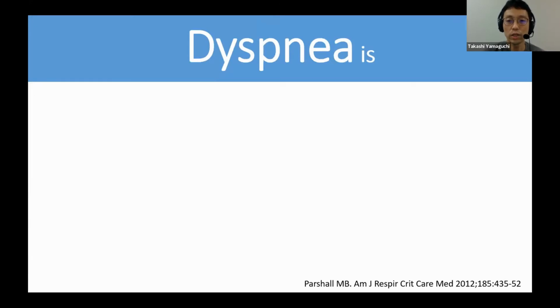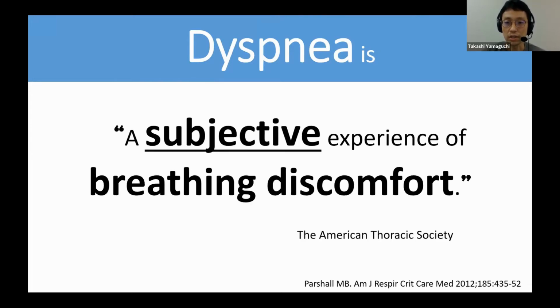So, what is dyspnea? The American Thoracic Society defined dyspnea as a subjective experience of breathing discomfort that consists of qualitatively distinct sensations that vary in intensity. This is a definition of dyspnea accepted internationally. The most important thing is that dyspnea is a subjective symptom. It is not necessarily related to objective parameters such as low O2 saturation.